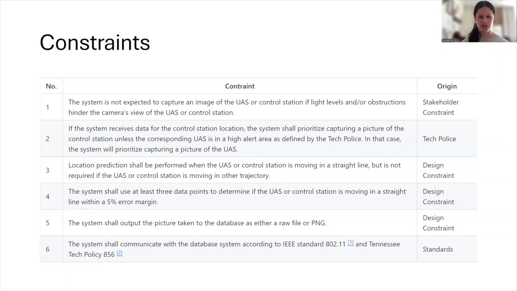And finally, the last constraint is a standard. The system shall communicate with the database system according to IEEE standards and Tennessee Tech policy. The standards and policies that we're following will help define the security levels for the data we're sending through Tech Wi-Fi, and it will also decrease internet traffic and ensure appropriate data transfer rates. And the standard as listed is 802.11, and the Tennessee Tech policy is 856.